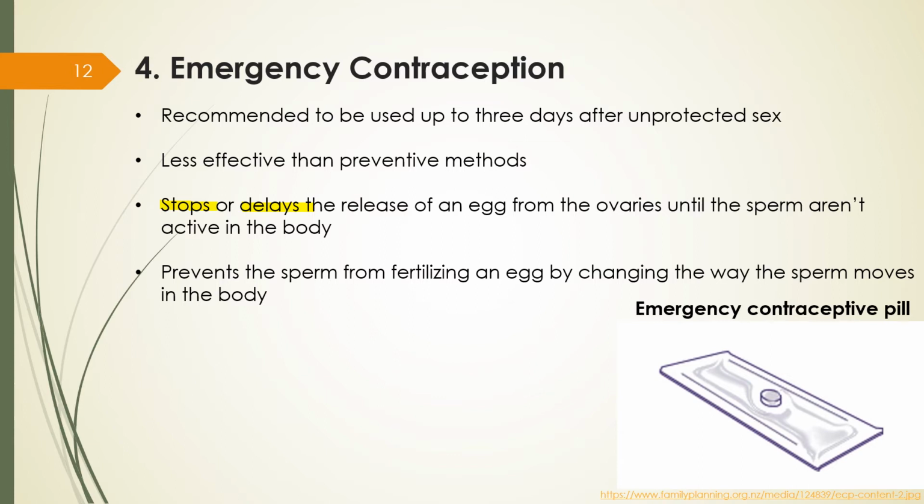So on the eggs, it prevents the ovaries from releasing the egg. And on the sperm, it changes the way the sperm moves, making the sperm move slowly, so as to decrease the chance for the sperm to find the egg.